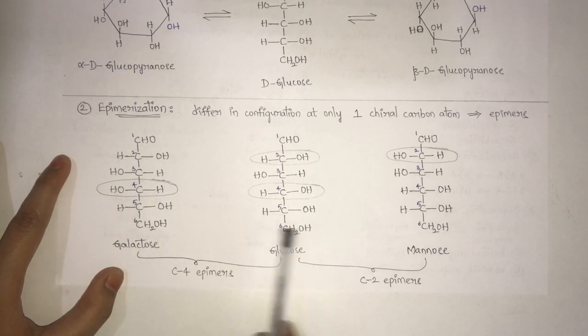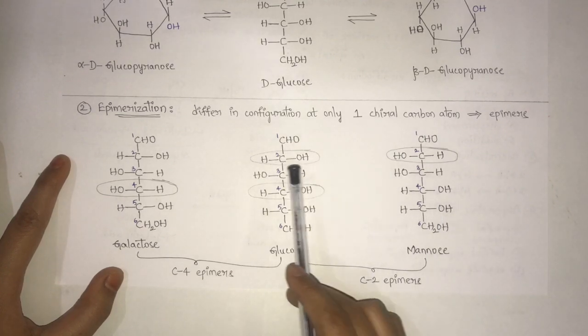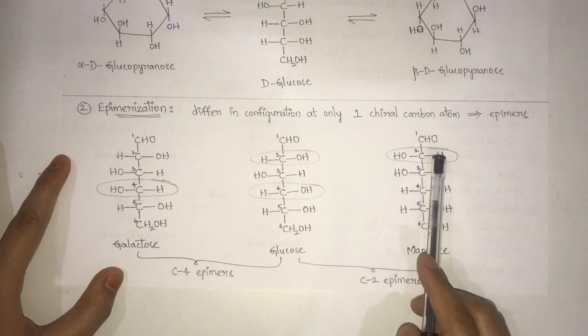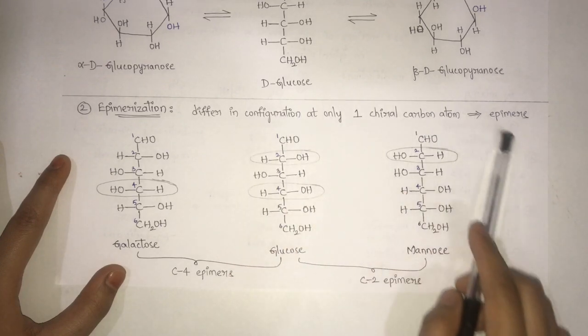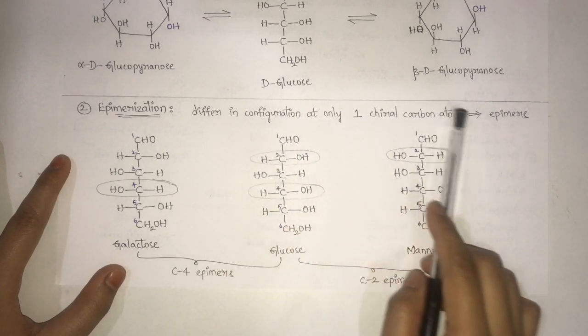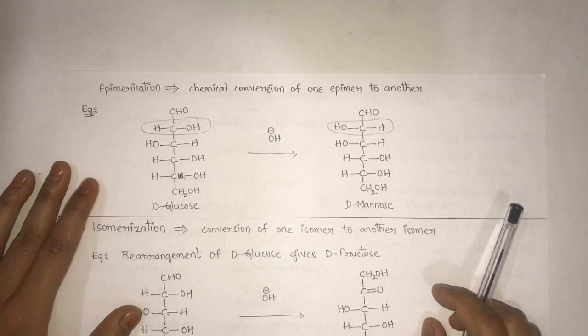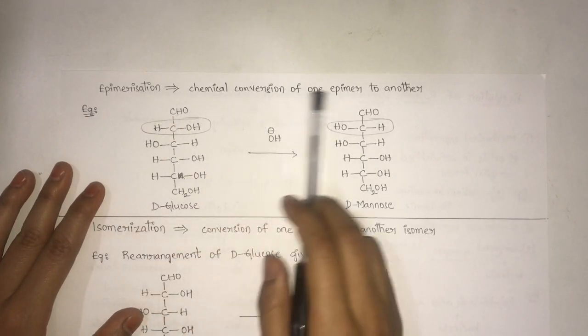So these two compounds are called C4 epimers. Let us observe the structures of glucose and mannose. In glucose, at the second carbon we have the hydroxyl group on the right side, whereas in mannose the hydroxyl group is present on the left side. Apart from that, the remaining structure of both compounds is the same. So glucose and mannose are called C2 epimers. In other words, epimerization is the chemical conversion of one epimer to another.